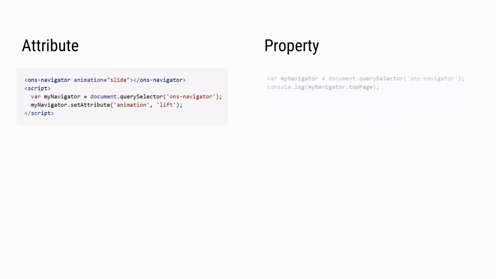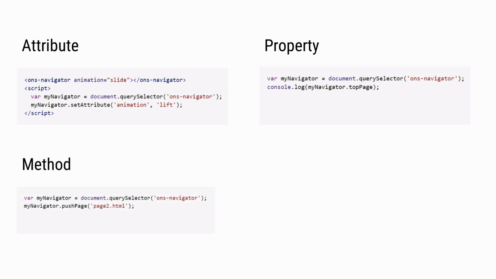A component has properties which can be accessed from the DOM element. For instance, you could access the topPage property of an ons-navigator component to get information about the top page. A method is a function that triggers a specific action for the component. The following example is calling the pushPage method to open a new page.